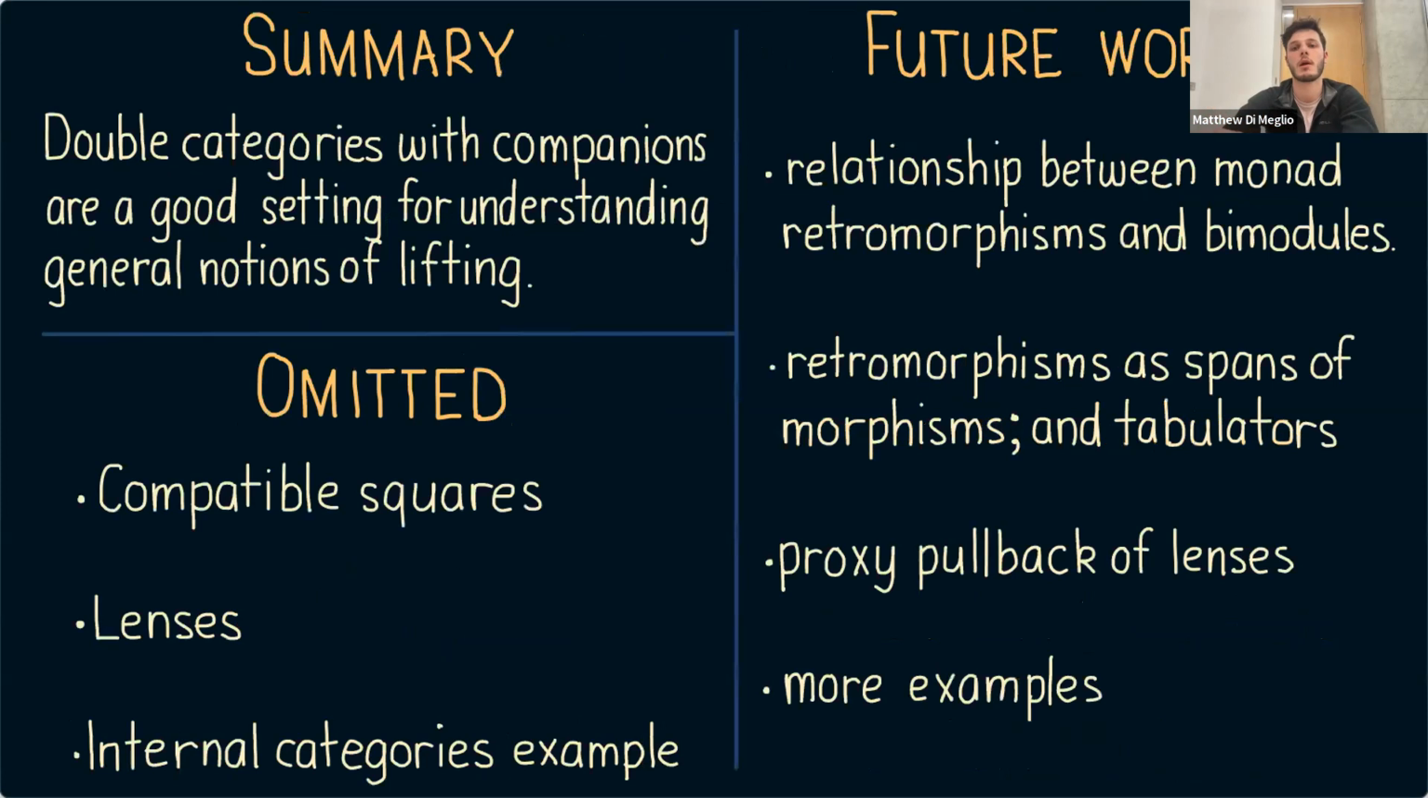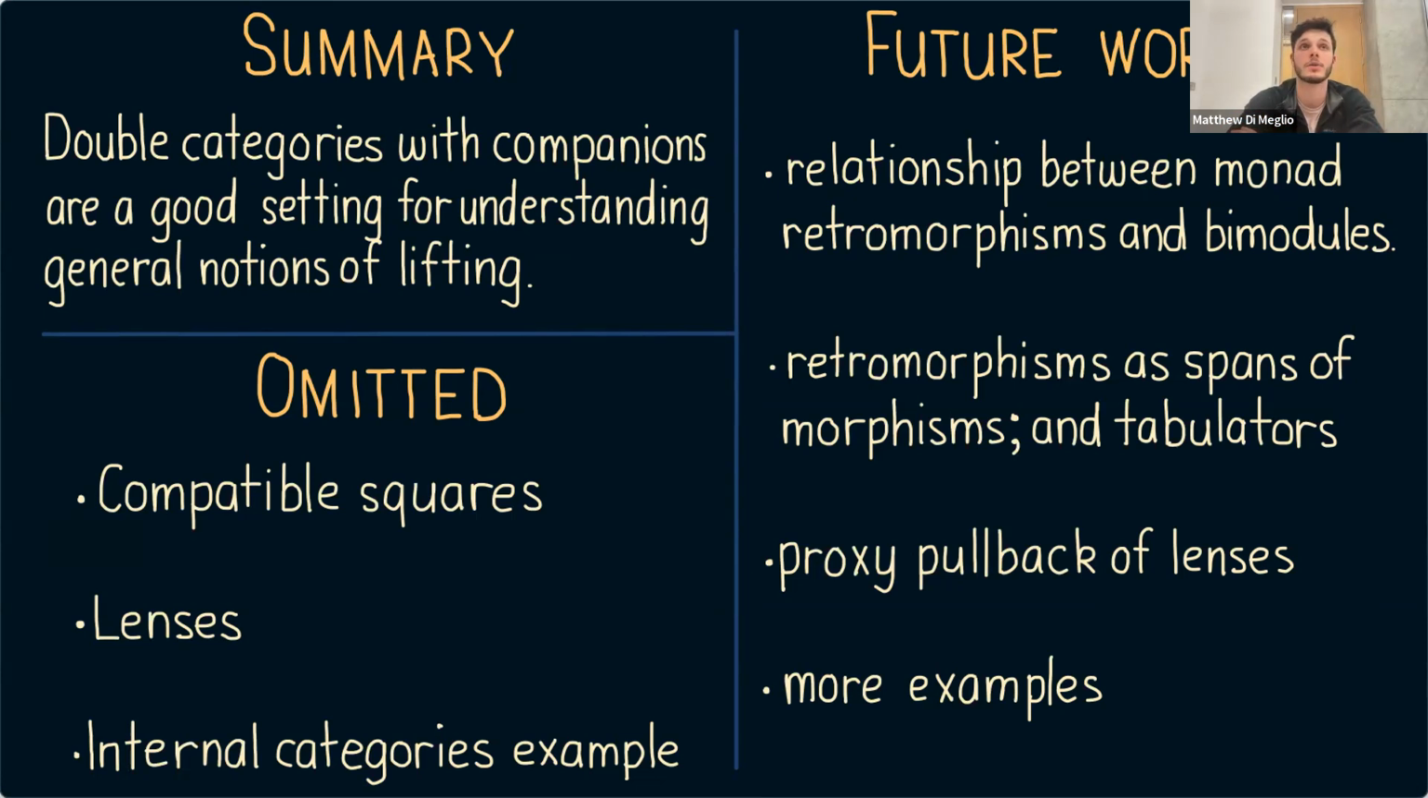So this is where I'd like to end my talk. In summary, we saw that double categories with companions are a good setting for understanding general notions of lifting. In particular, this notion of retrocell, which has this flavor of some things going in one direction and other things going in the other direction, allowed us to define this notion of monad retromorphism, which turned out to, in certain double categories of interest, correspond to known and interesting kinds of morphisms. So the cofunctors and the open maps.